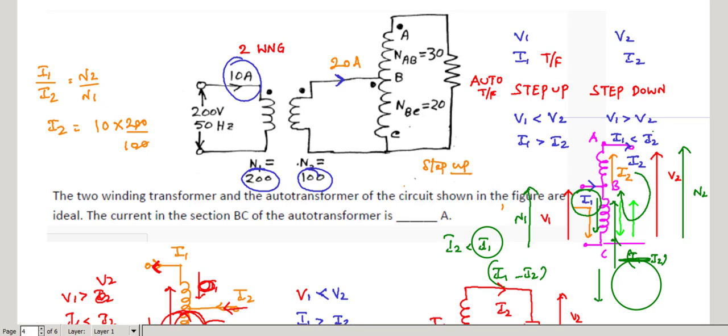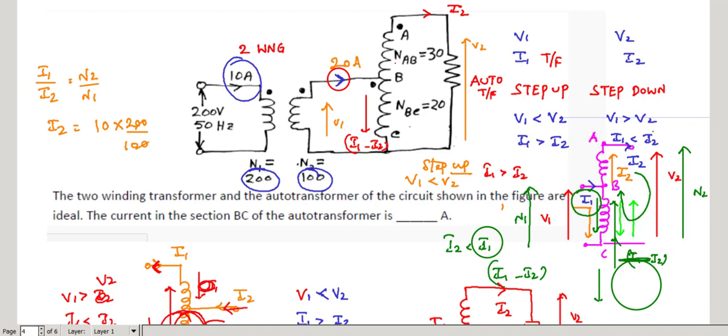Okay, so step up transformer, V1 less than V2. This is supply voltage. This is V1 and this is V2. V1 less than V2 implies I1 greater than I2. So this current is greater than I2, which is flowing like this. So the resultant current is I1 minus I2 in this direction, because the 20 amperes current goes like this. So I1 is dominating over I2.